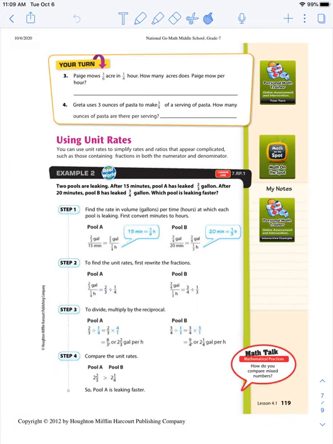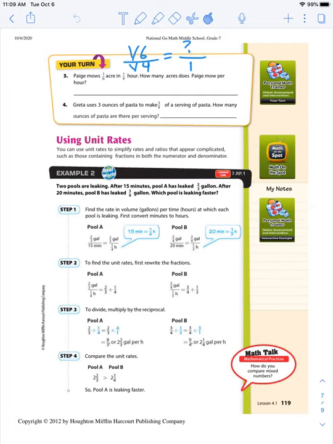All right, let's do number 3 together, and then you'll try number 4 on your own. Paige mows 1/6 acre in 1/4 hour. How many acres does Paige mow per hour? First, we're going to set up a ratio for what we know. We know she mows 1/6 of an acre in 1/4 of an hour. We want to know how many acres she mows in 1 hour.